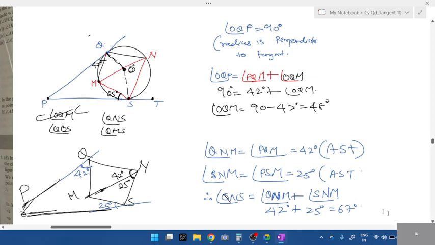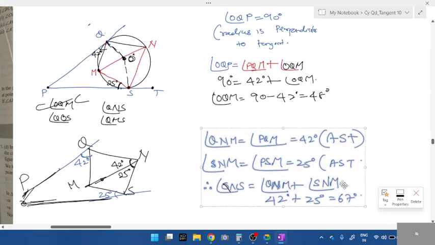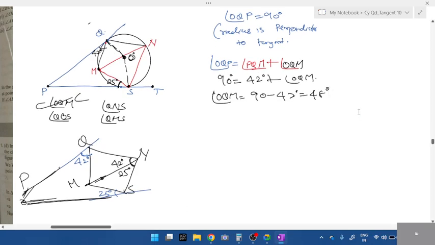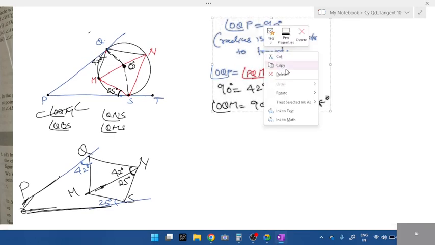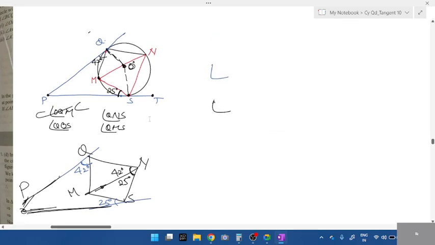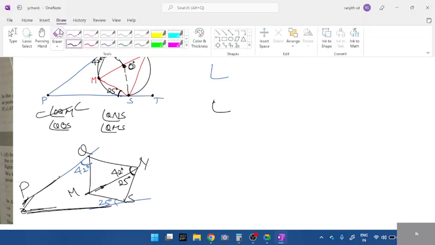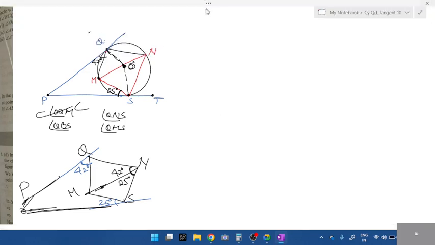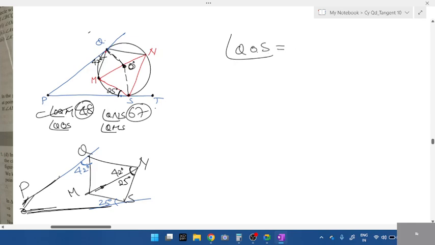Completed, done. Shall we do the next one? Yes, 48, 67. I'll erase it. 48 and 67. This is 48. This is 67. QOS. What statement will you write, students? QOS is equal to, angle formed at the center is twice the angle formed on the circumference. What is QNS we got?